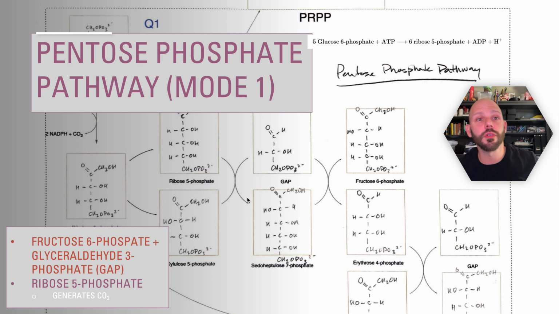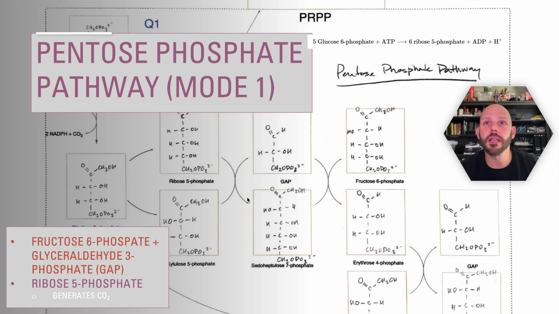So we take our fructose 6-phosphate and our GAP molecules and generate ribose 5-phosphate. I think we actually have CO2 as a byproduct here. I know that we were given that as a starting material, but I don't think we need it. I think we just use this.